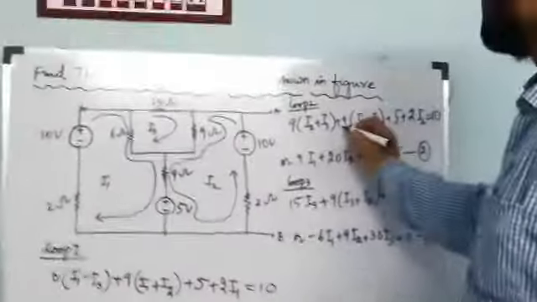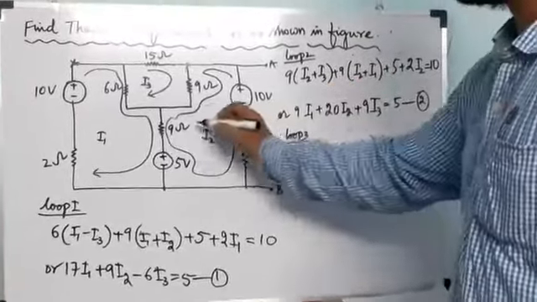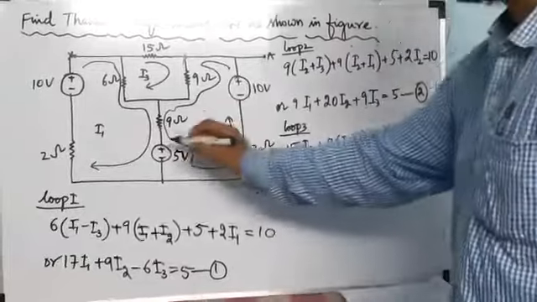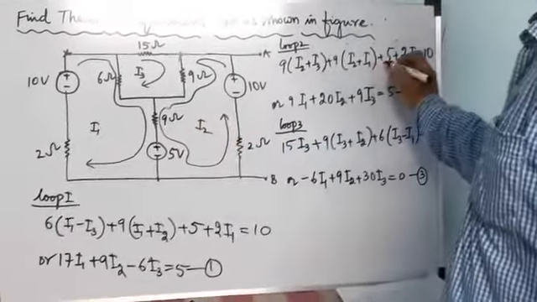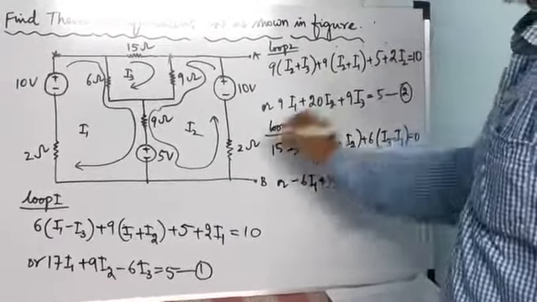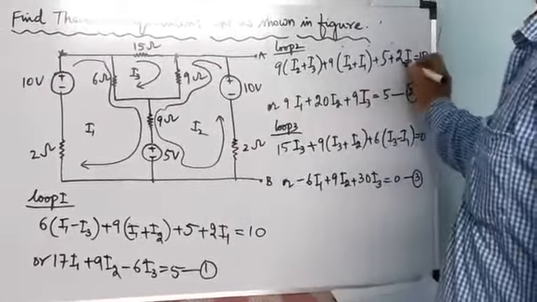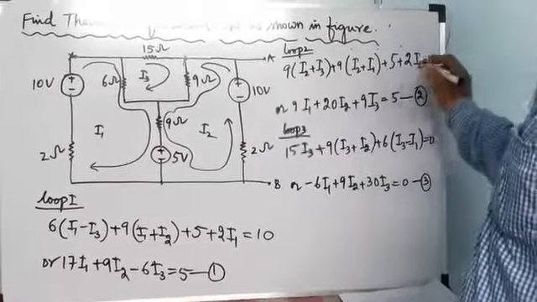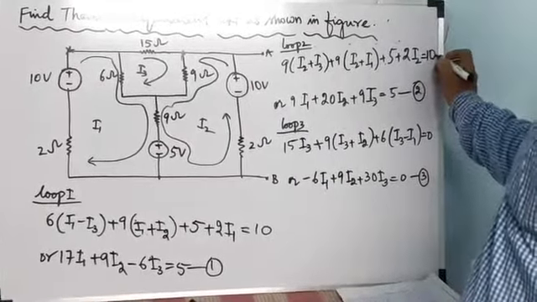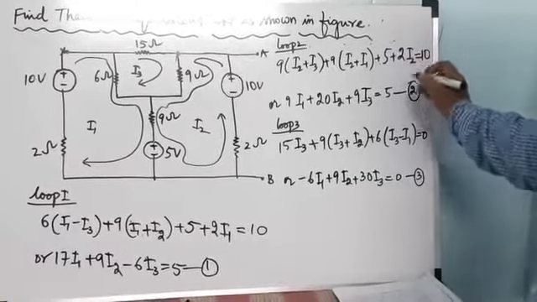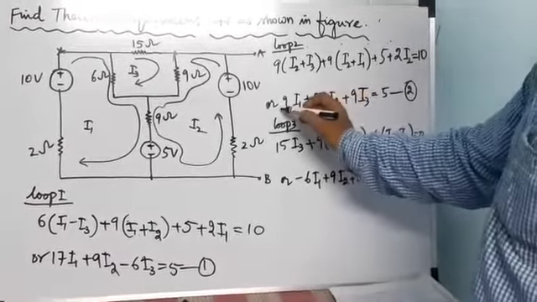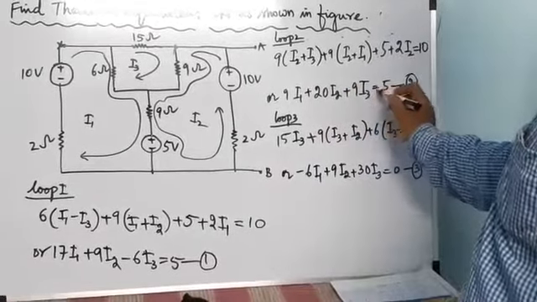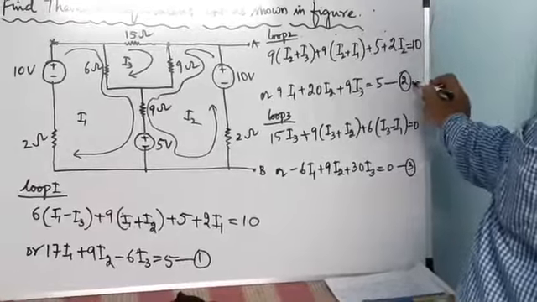Then plus 9 I2 first, and I1 also down, so I2 plus I1. Plus, towards the positive polarity of a source, so plus 5. Plus, and here 2 I2. Towards the minus polarity of a source, so minus 10 is equal to 0, or you can write is equal to 10. So this equation can be arranged like this: 9 I1 plus 20 I2 plus 9 I3 is equal to 5, equation number 2.